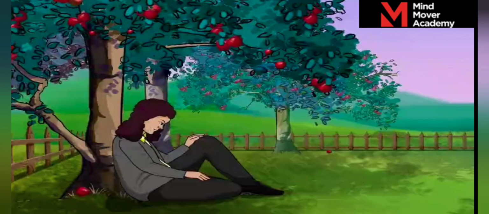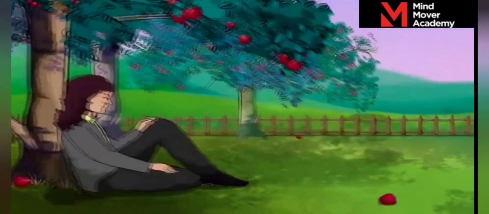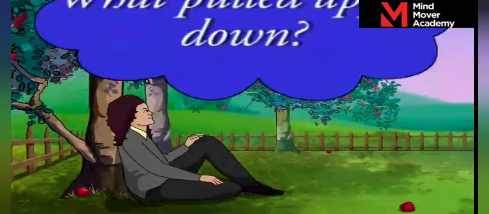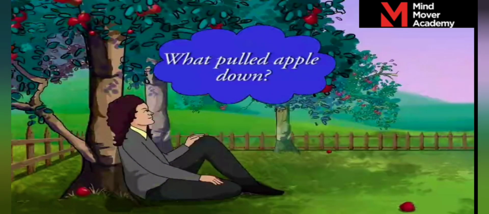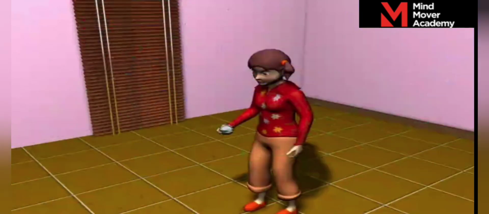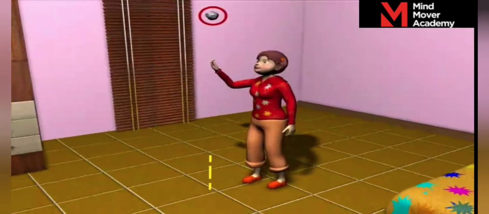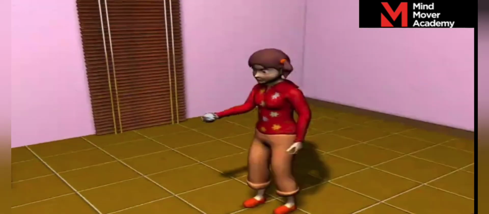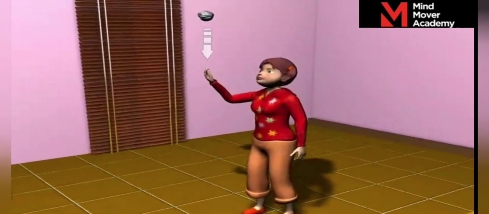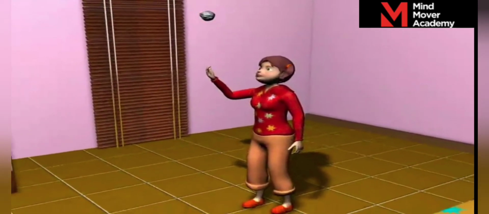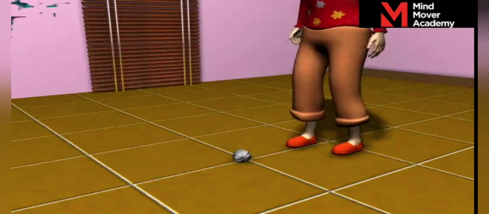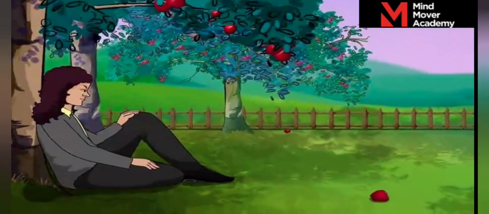Let me tell you a very interesting story. Newton was sitting under an apple tree and an apple fell on him. This made him think that the apple had fallen due to the downward pull of the earth on the apple. When a body is thrown up, it reaches a certain height and then falls down. The downward pull of the earth on the body decreases its velocity until it becomes 0. And the same downward pull causes the apple to fall down from the tree.